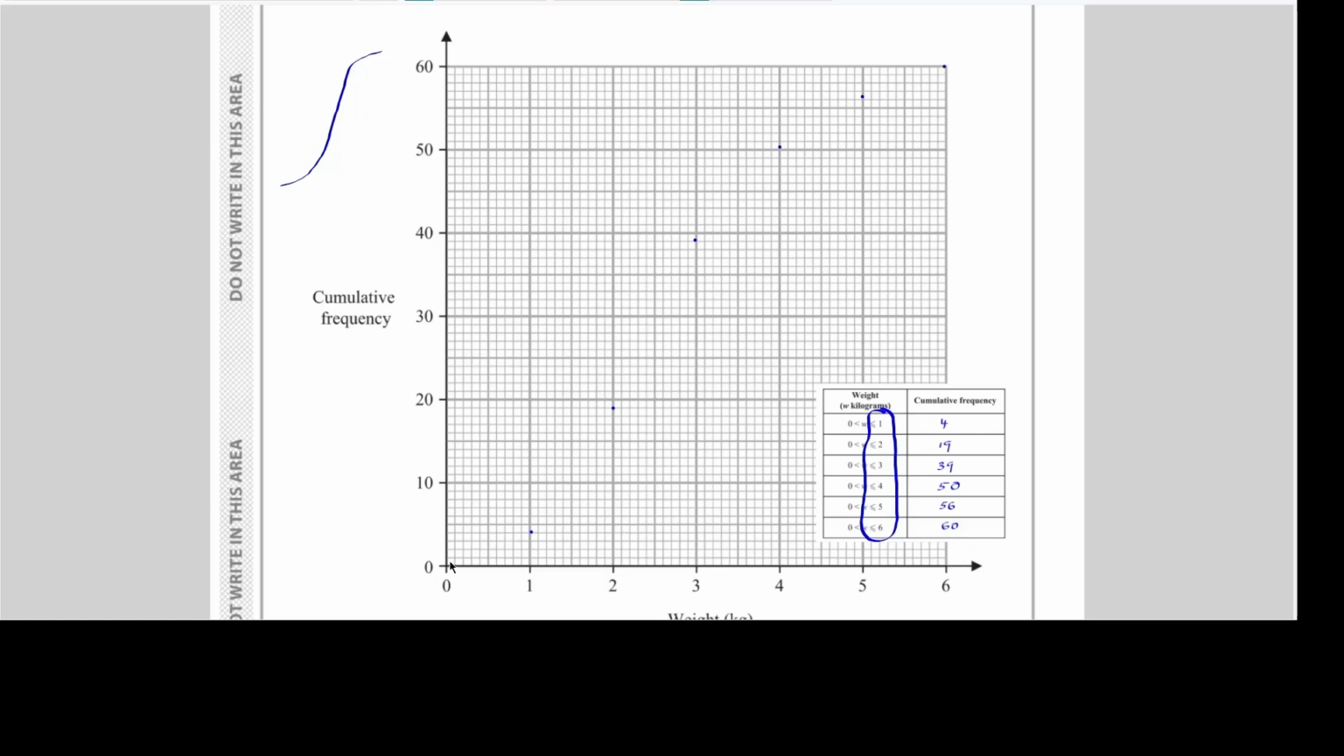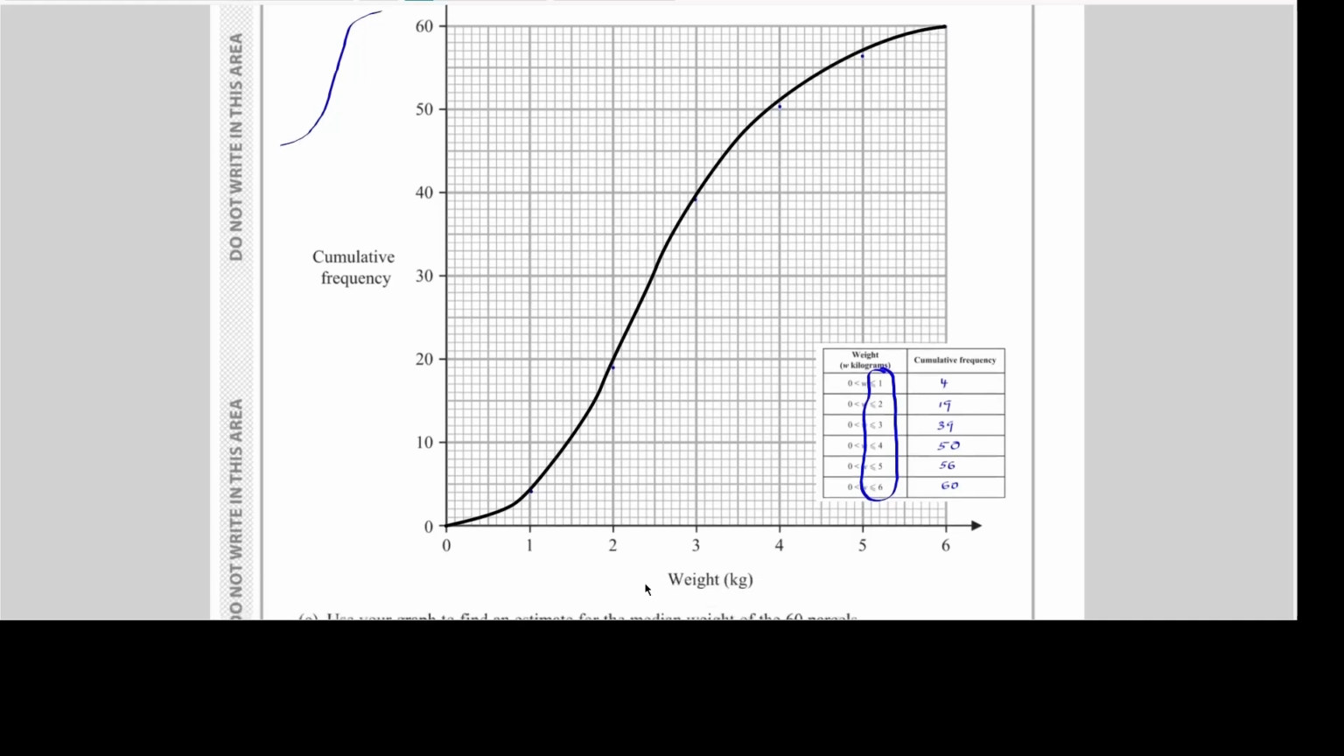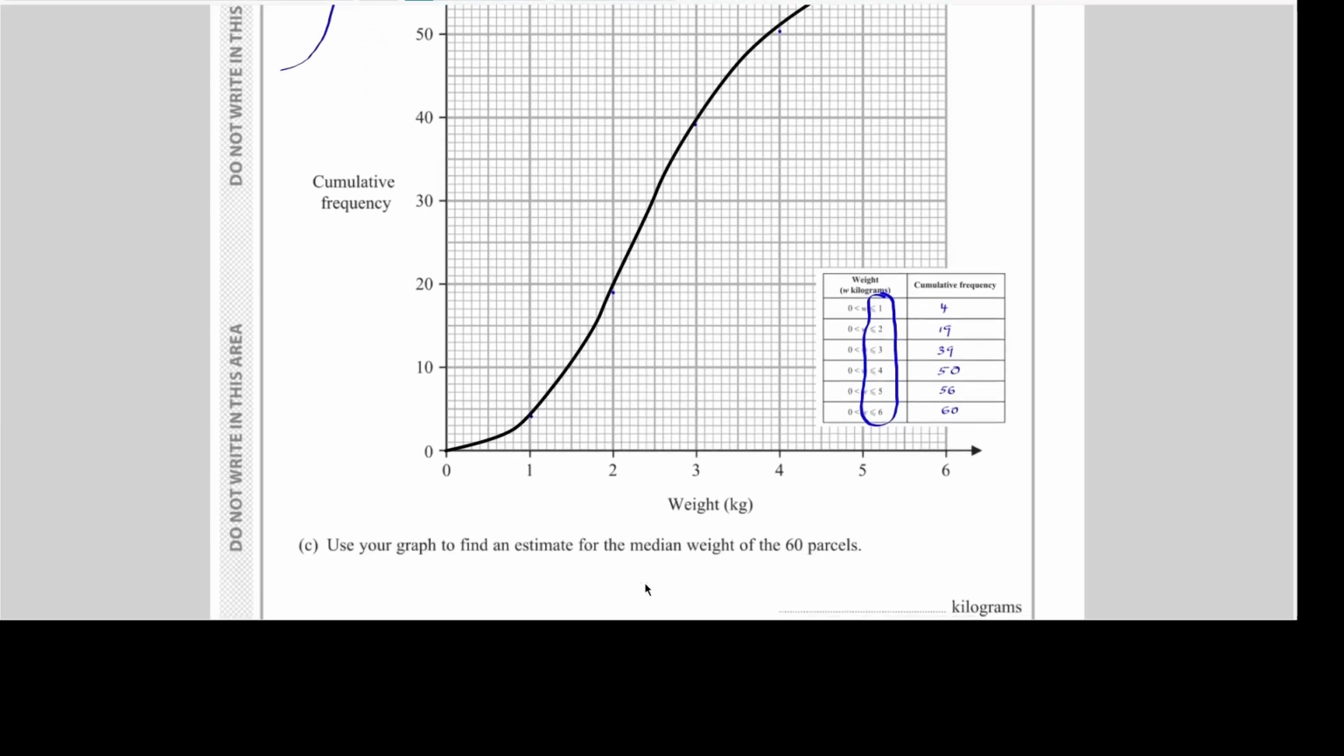Right. Let's draw the curve now. When drawing, you shouldn't draw it like lines. I showed you here, this is the shape that you should get. This is the shape that you need to get. After that, let's answer the questions that we have to deal with. So the first question is, use your graph to find an estimate for the median weight for 60 parcels.